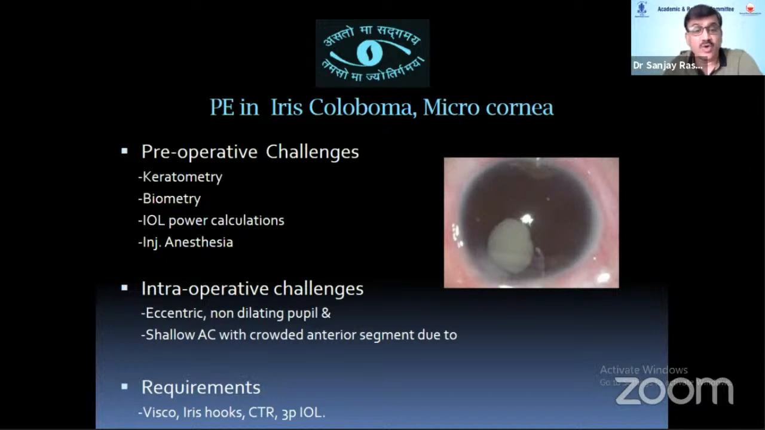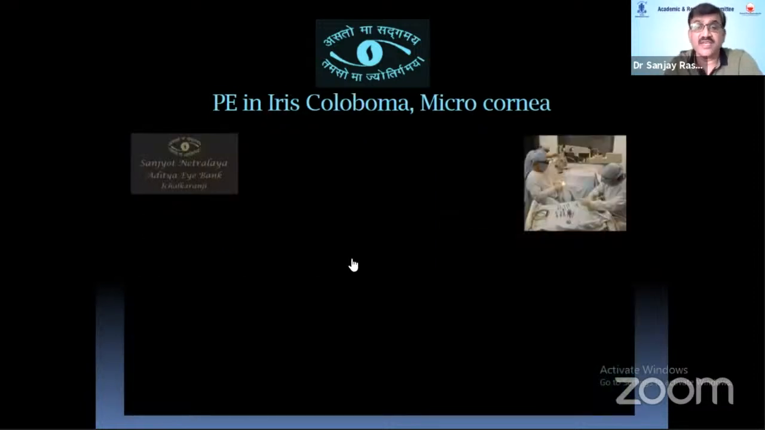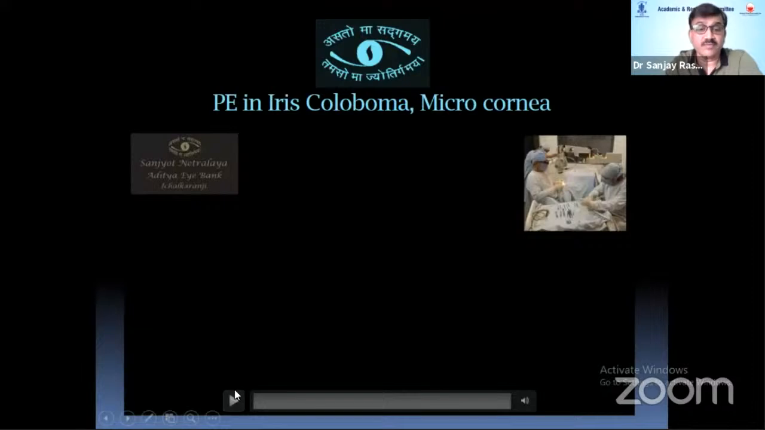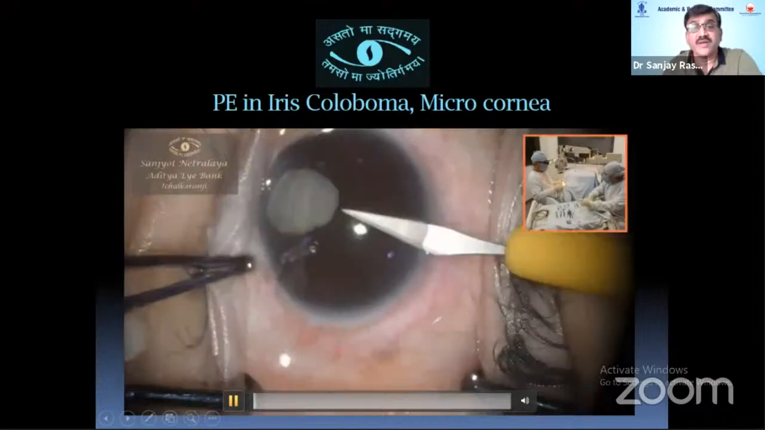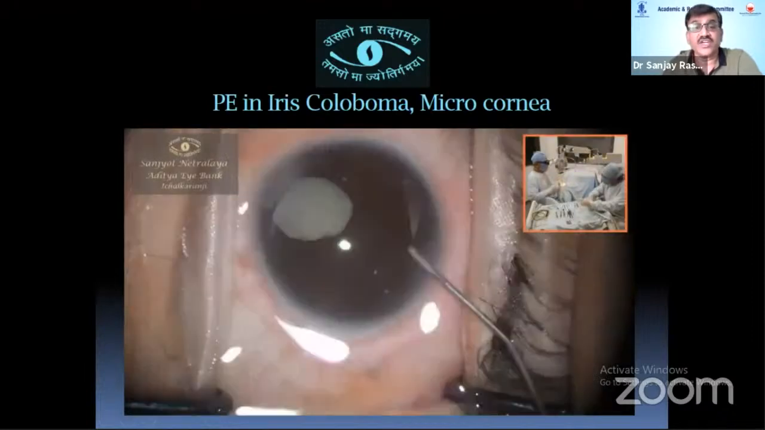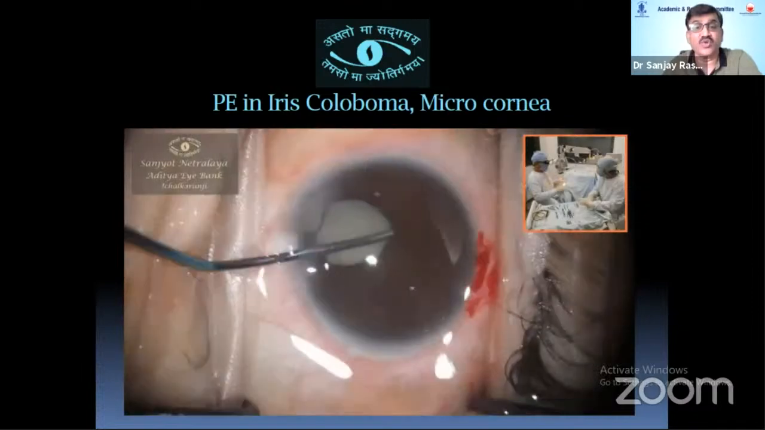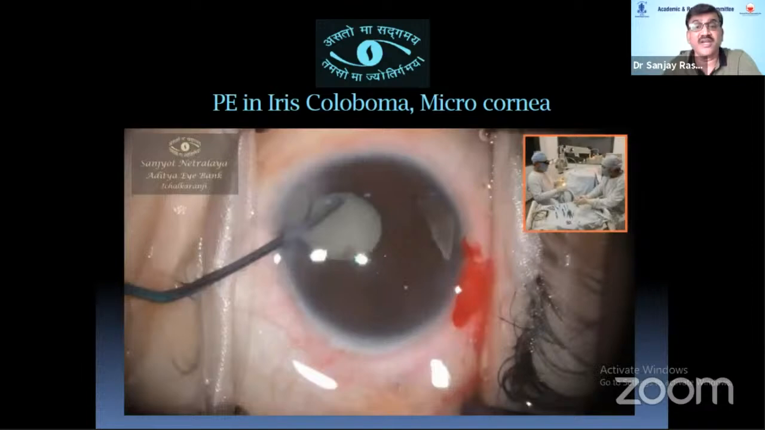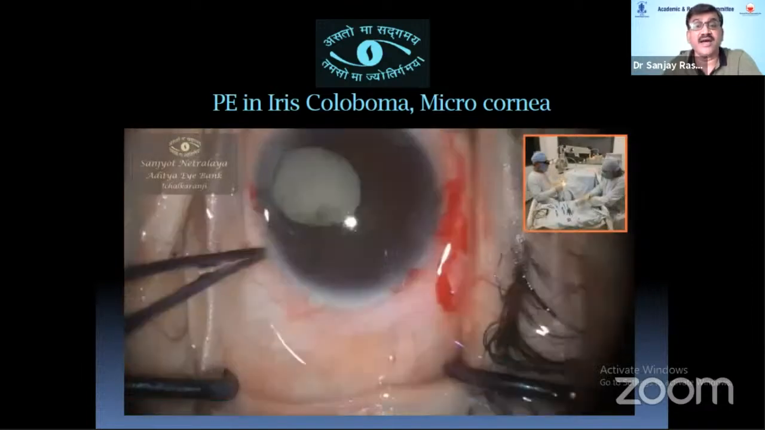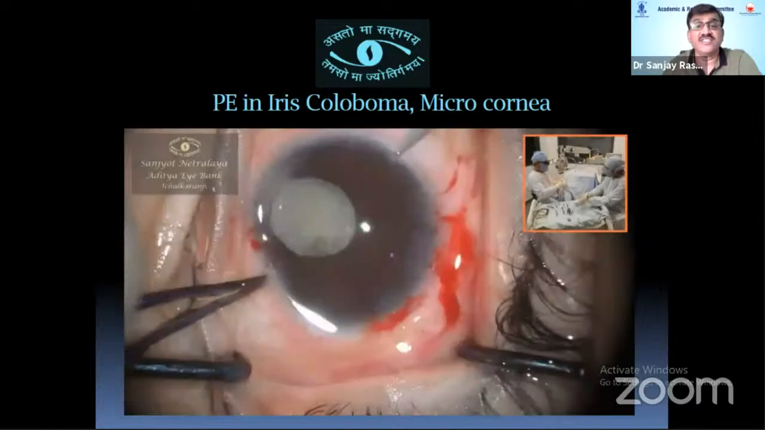So we need high quality viscoelastic, iris hooks to stretch and dilate the pupil, an appropriate size CTR if at all needed intraoperatively, and a 3-piece hydrophobic IOL. Now let us see how the case went. First, the side port is made, then a little xylocaine is injected, and the viscoat is injected to deepen the anterior chamber.